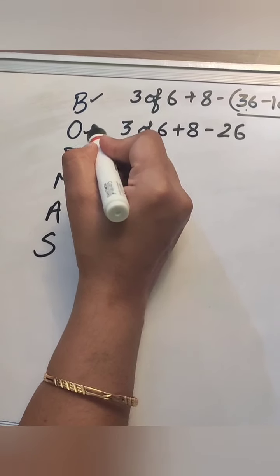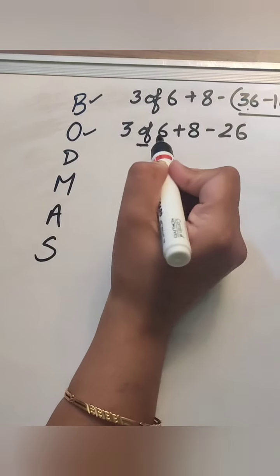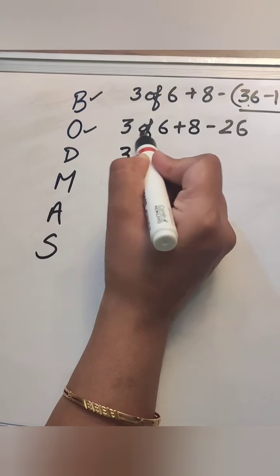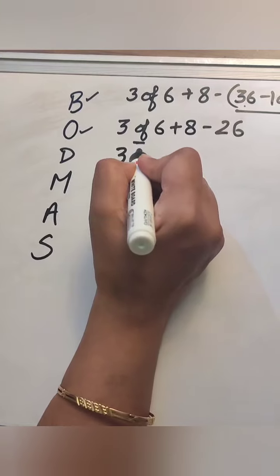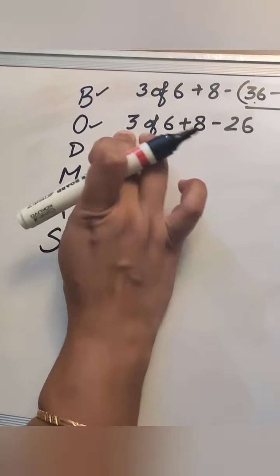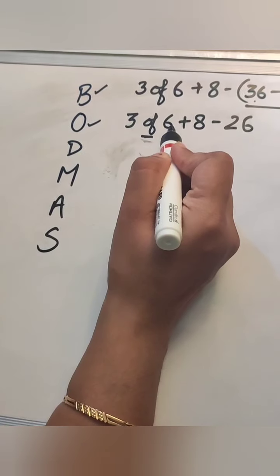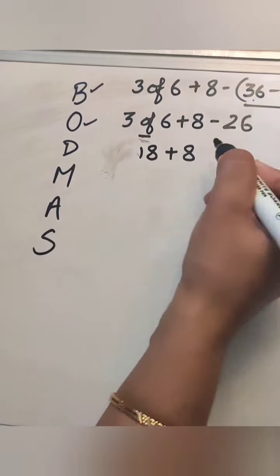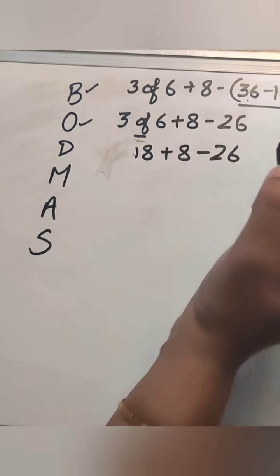After B is O. O means off. And off, wherever it is off, we multiply. Off means multiplication. 3 times 6 is, we will write as it is. Okay, if you don't want to write, you can multiply directly. 3 times 6 is 18. 18 plus 8 minus 26.